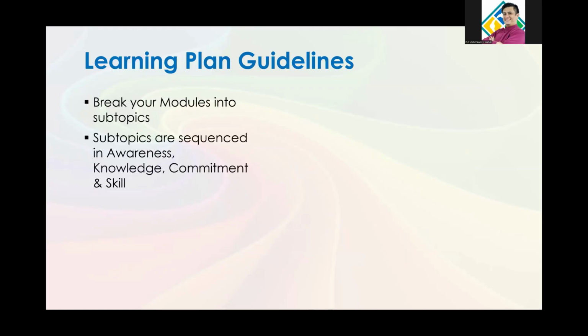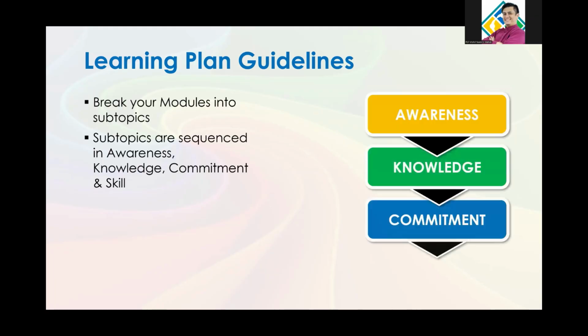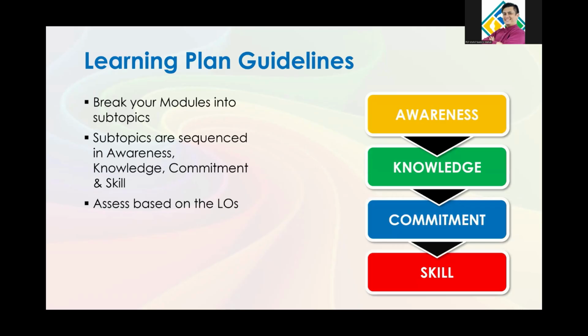And they must be sequenced. Do not turn them around and put commitment first or skill first. This is the way the human brain learns things. So we must follow the way the human brain learns things. Awareness, knowledge, commitment, and skill. Then we must assess based on the learning objectives. How do we assess? You must have tests. You must have activities that prove that your audience understands. So what do we test in awareness? We test for interest and insight. So we ask, okay, so what have you learned from this activity?